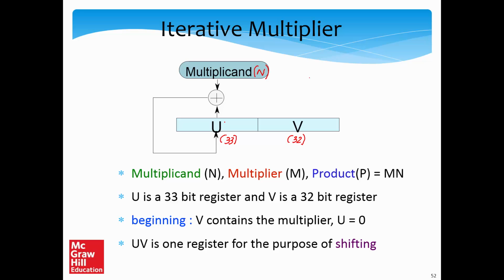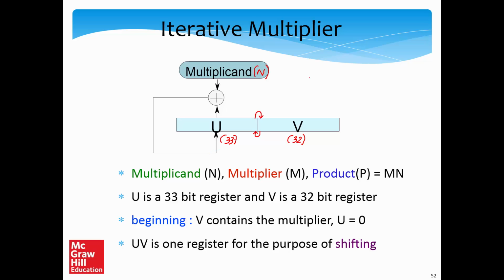So basically, both these registers act as a single register for the purpose of shifting. What this means is that I can shift both the registers to the right. So then the least significant bit of U will become the most significant bit of V. Similarly, I can shift both the registers to the left. Then the most significant bit of V will become the LSB of U. So for the purpose of shifting, they act like a single register.